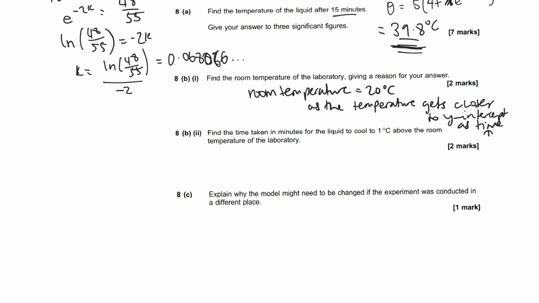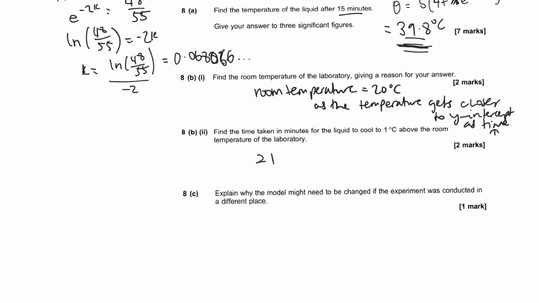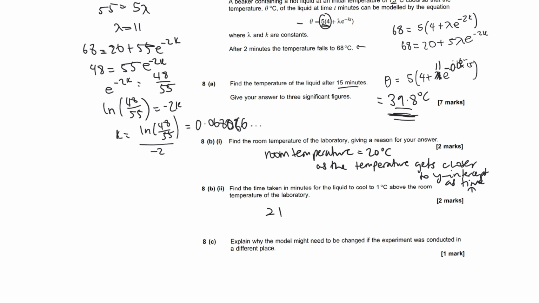So then it says, find the time in minutes for the liquid to cool to 1 degree above the room temperature of the laboratory. So if we know room temperature is 20 degrees, then 1 degree above that would be 21 degrees Celsius. So we have to work out how long it takes to get to 21 degrees using the formula that we initially had in the question. So that would be 21 is equal to 5 bracket 4 plus lambda e to the power of k, which was 0.06, I've just shortened it for that, times the t, which we're trying to work out, how long it takes in minutes.